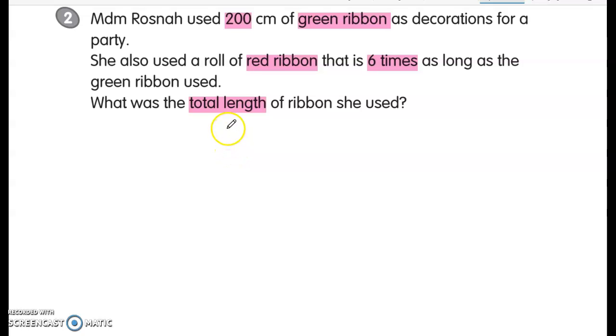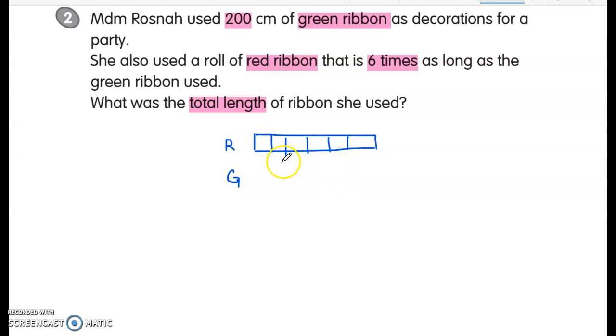So red ribbon is longer, okay, by how many times? Longer by 6 times. So let's draw model. So ribbon has 6 times, so how many boxes do we draw? 6 boxes. Okay, so 1, 2, 3, 4, 5, 6. Okay, it's uneven for Mrs. Chai because I'm using the mouse to draw. You are required to use a ruler to draw neatly.